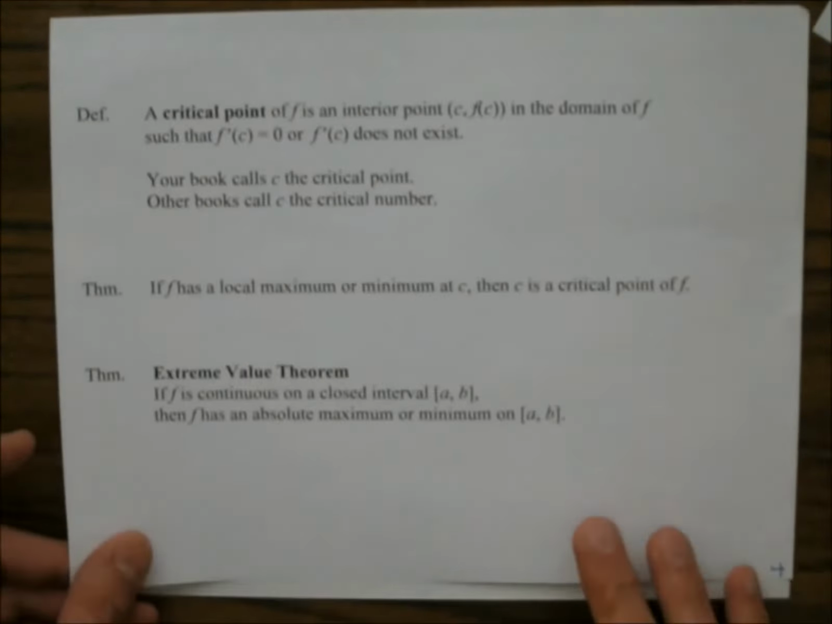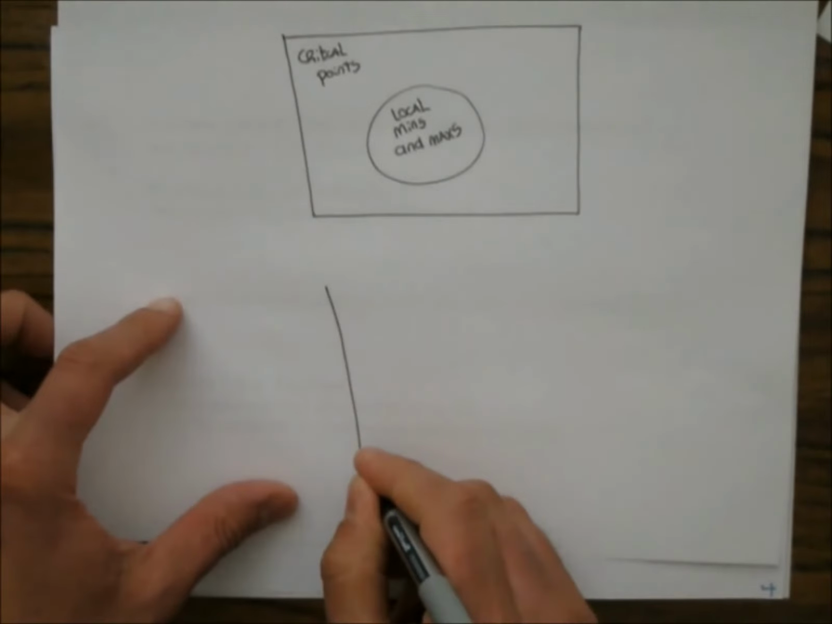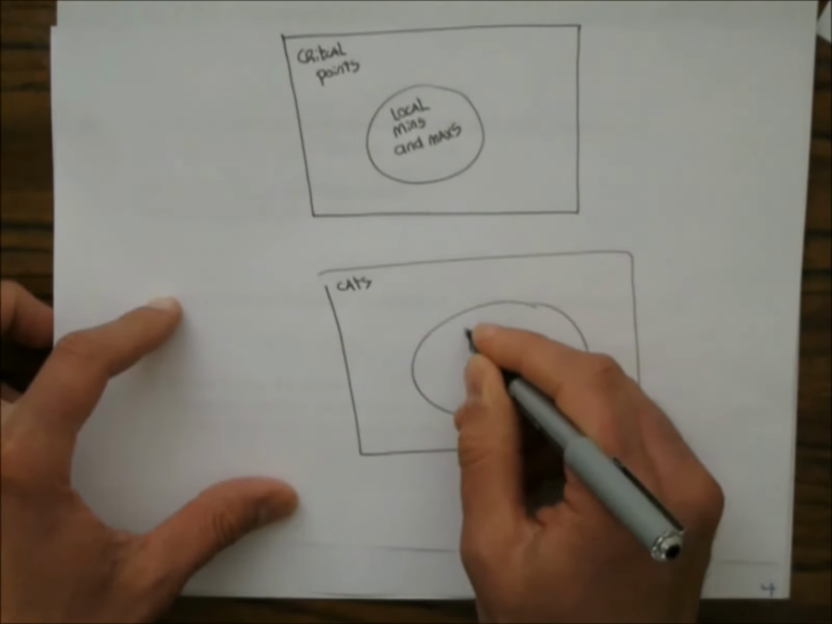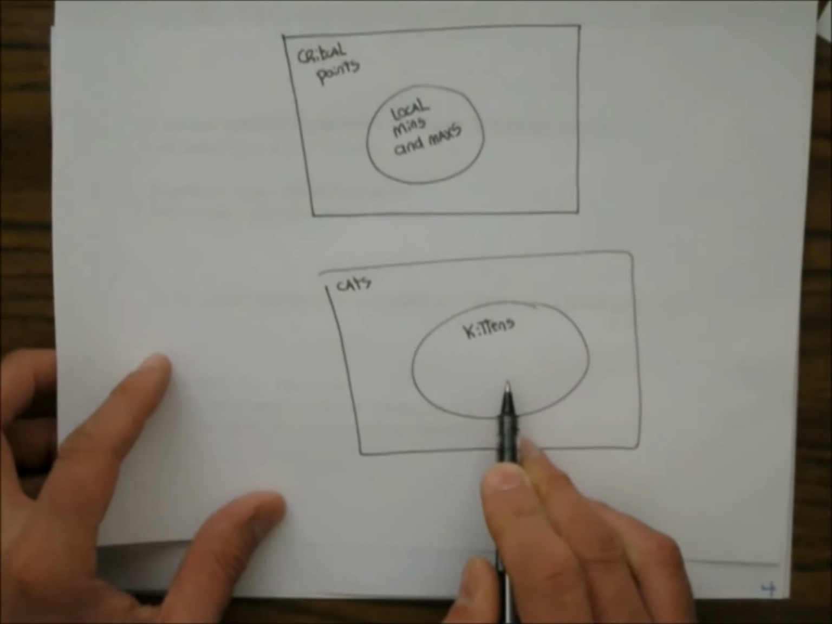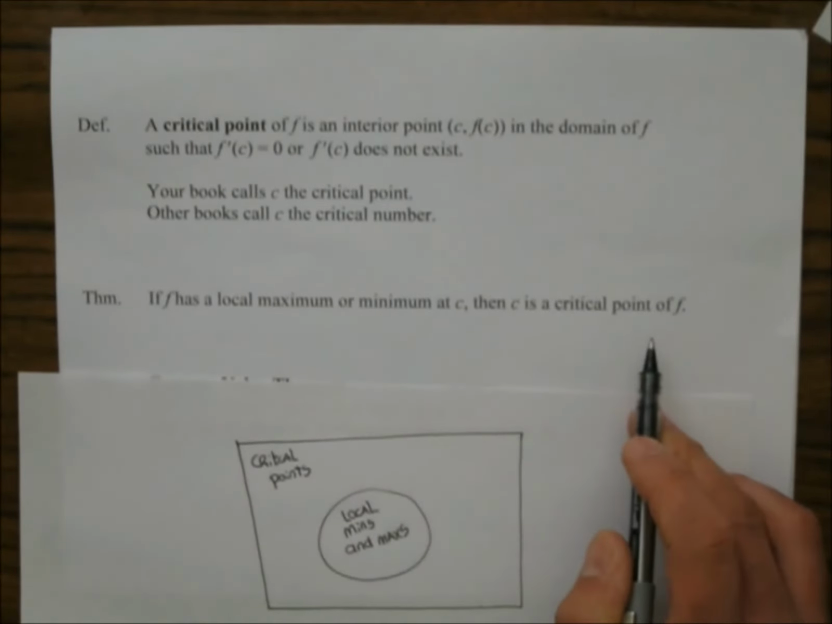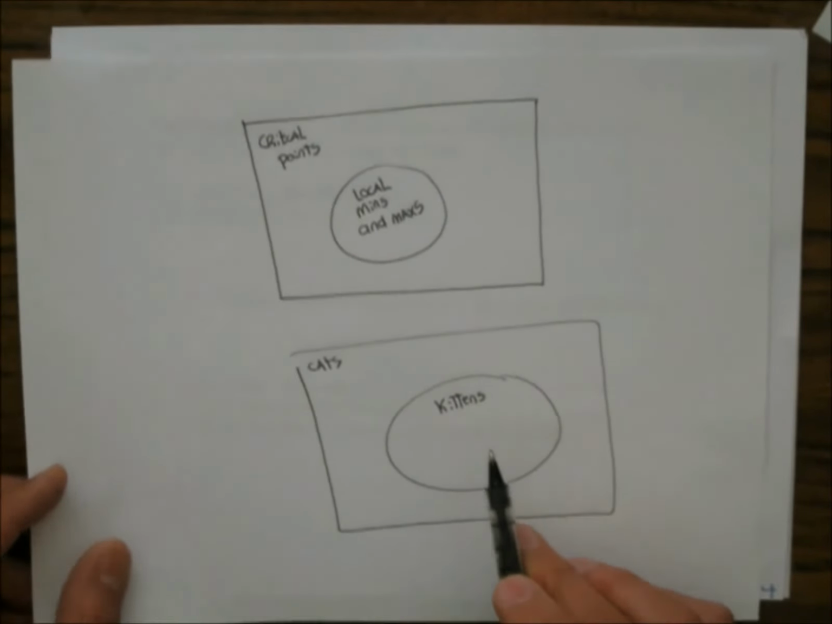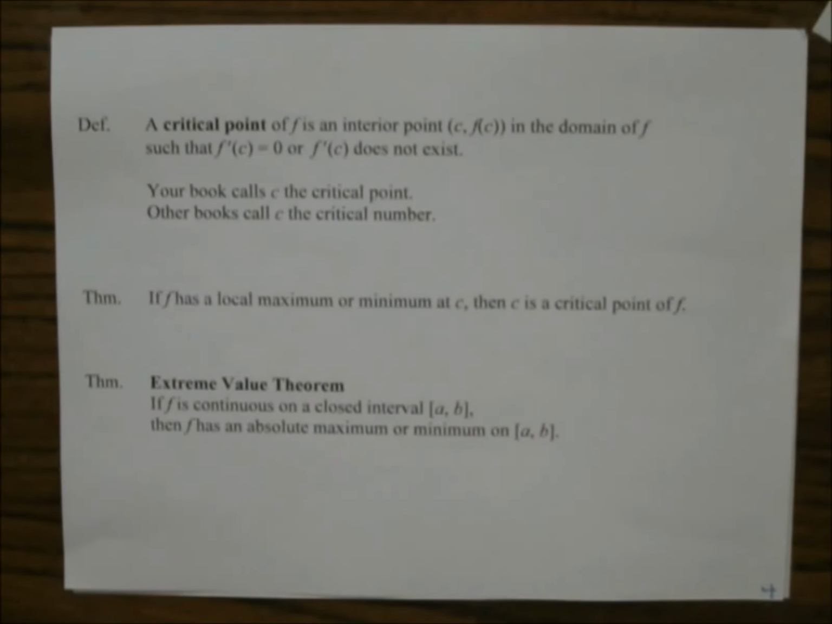So what we're going to do now is look at our last theorem. So the converse is not the same. Okay, so this right here is a Venn diagram. And you know, we can go like this. Here is another Venn diagram of cats. And inside here we have kittens. And the theorem says, if you are a kitten, then you're a cat. If you are a local max or min, then you're a critical point. But the converse is not true. If you're a cat, then you're a kitten is not true, and the converse of this is not true as well.